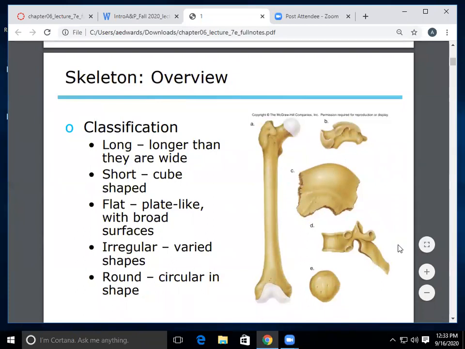So how do we classify bones? Well, you can classify them based on their shape. So if they're longer than they are wide, we call them long bones, things like your femur, your humerus. If they are cube shaped, we call them short bones. If they're plate-like, have broad surfaces, we can call them flat bones, like some of the bones in your skull. If they have varied shapes, we call them irregular, like your vertebrae. If they're circular in shape, we call them round, like your patella.